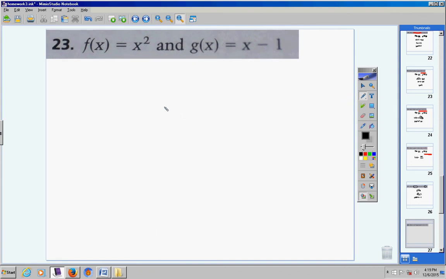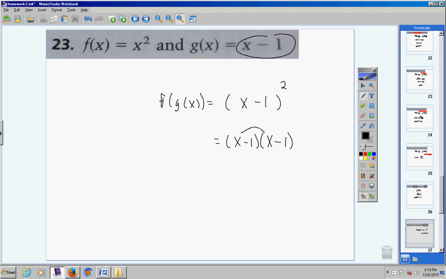Number 23. Alright, let's first of all find f of g of x. Okay? F of g of x equals, okay, what is your first letter? F. So take your f function. Everywhere there's an x, put a big parentheses. Now your next letter is g, so pick up your g function and put it in the parentheses. So there we go. X minus 1 squared. X minus 1 squared means x minus 1 written twice.